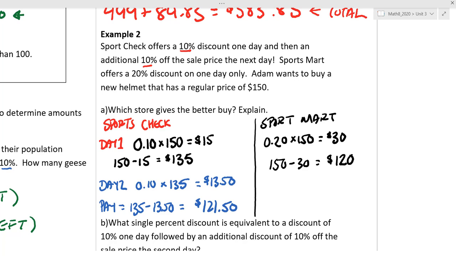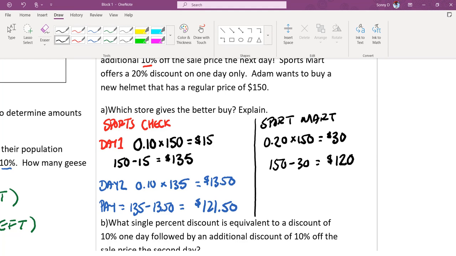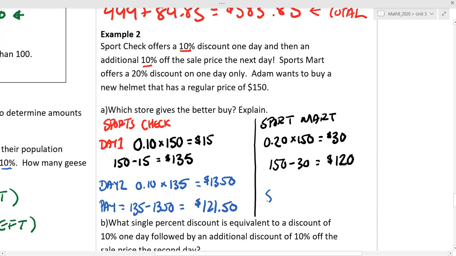So who's got the better deal? Sports Check or Sports Mart? Sports Mart. All right. Sports Mart has the better deal.